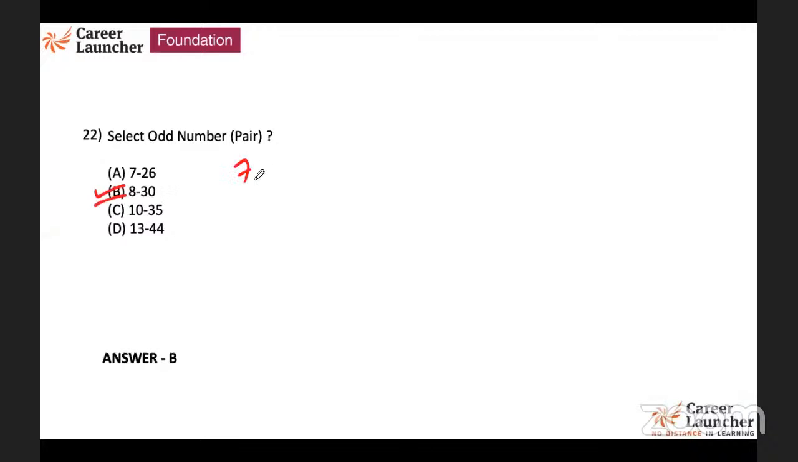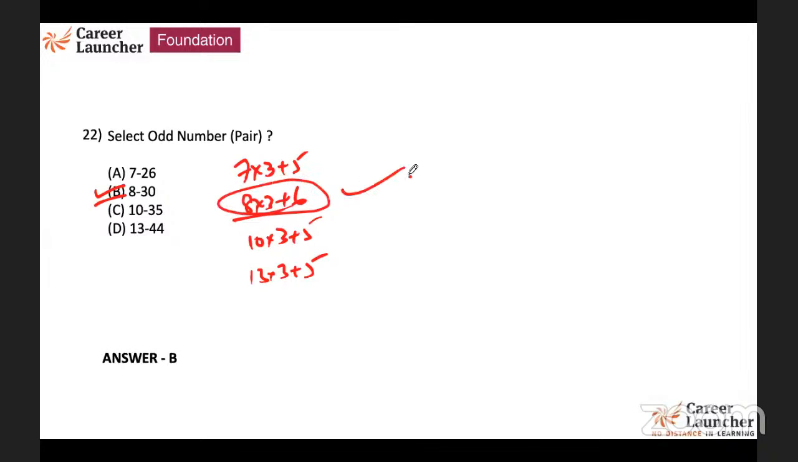The answer is 7 into 3 plus 5, 8 into 3 plus 6, 10 into 3 plus 5, 13 into 3 plus 5. Clearly, the odd man out is this one. Yeah, 3n plus 5. The other way of looking at it, as Vaibhav is saying, odd, even, odd, even, odd, even.